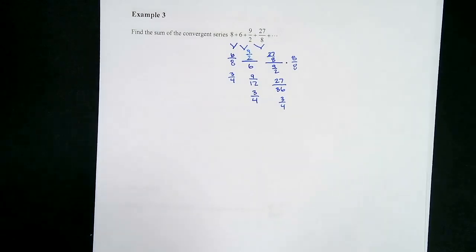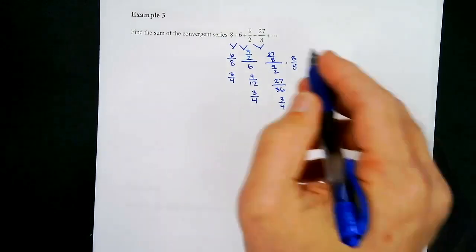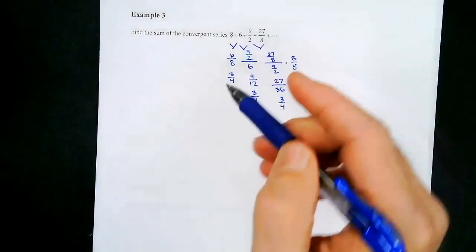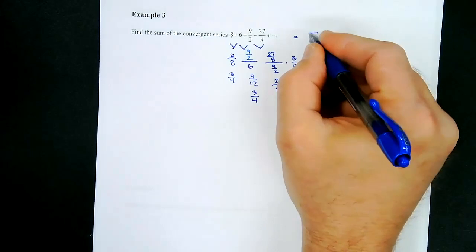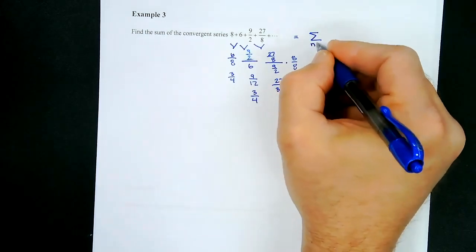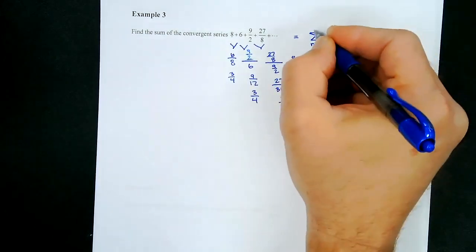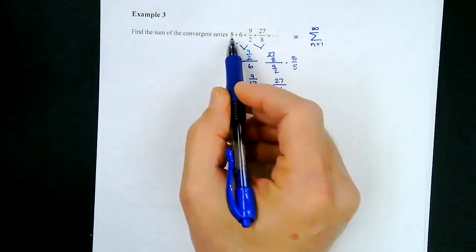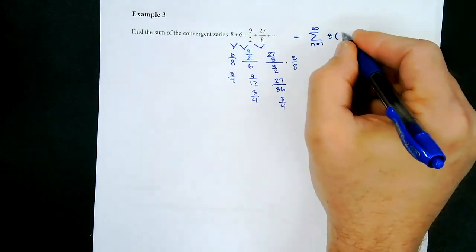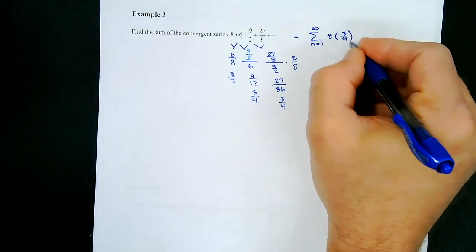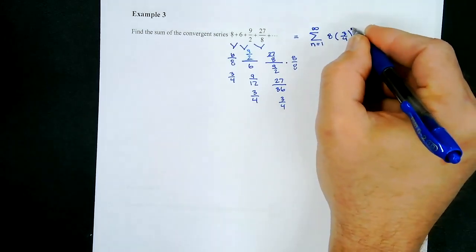So that means the series, we can actually write this in sigma notation. This would be sigma, n equals 1 to infinity. Our first term is 8, so it'd be 8 times what we're multiplying by, which is 3/4, raised to the n minus 1.